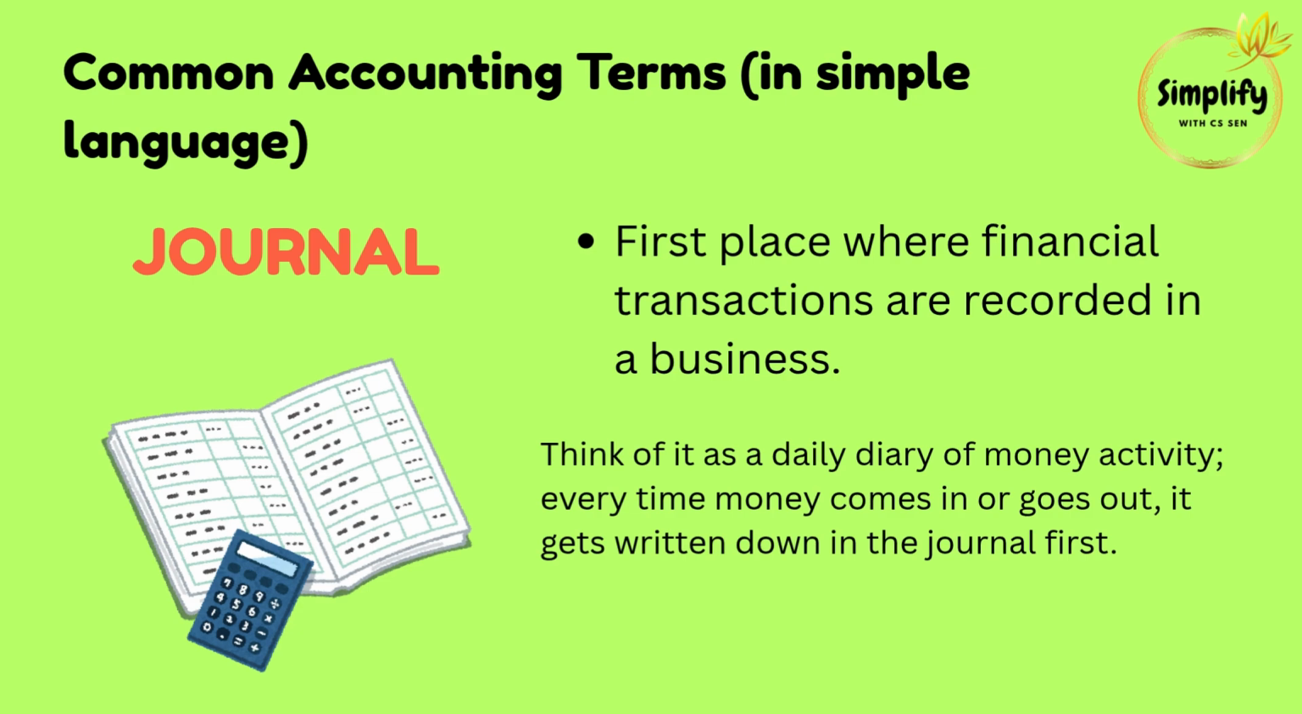What is a journal? A journal is the first place where financial transactions are recorded in a business. Think of it as a daily diary of money activity. Every time money comes in or goes out, it gets written down in the journal first.